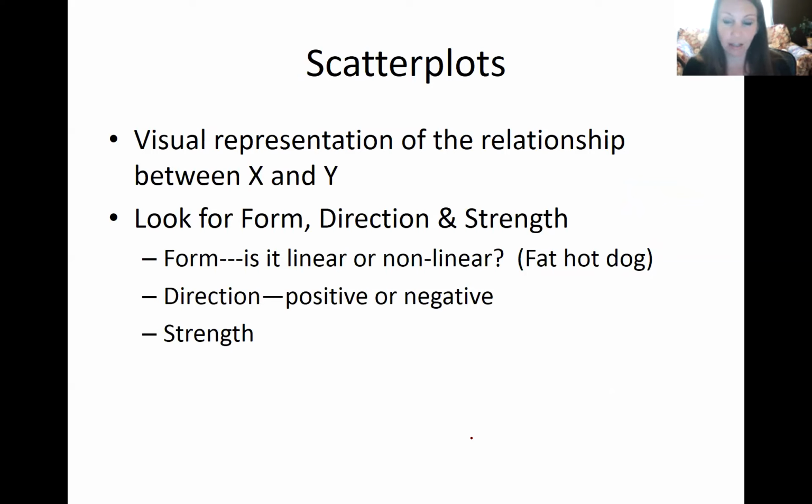So form: is it linear or is it non-linear? That was the fat hot dog shape that the book mentioned. Direction: positive or negative. If it's positive, then as X increases, Y also increases. And if it's negative, then as X increases, Y decreases. And then strength is just, how fat is the hot dog, basically? Are we talking about a skinny little turkey dog, or a Costco hot dog, or do we have to put the bun on the hot dog? The skinnier the hot dog, the stronger the relationship.